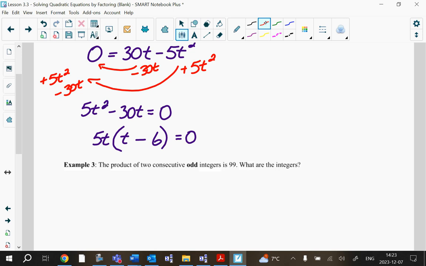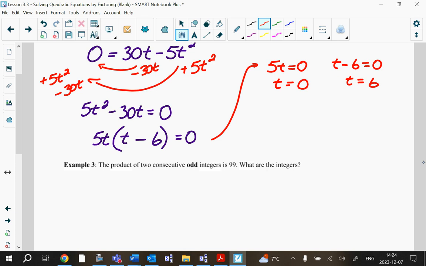So that means we set each factor equal to 0 to find our solutions. Well, what's t here? If 5t equals 0, what's t? 0. If t minus 6 is 0, what's t? T minus 6 equals 0. Solve for t. 6. So there's two answers. But think about it for a second.